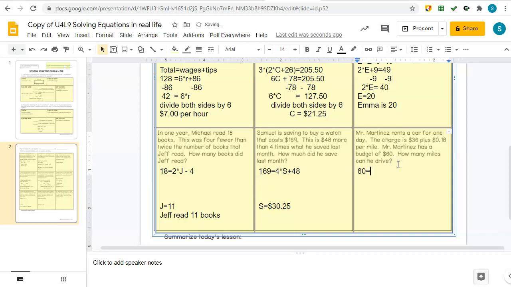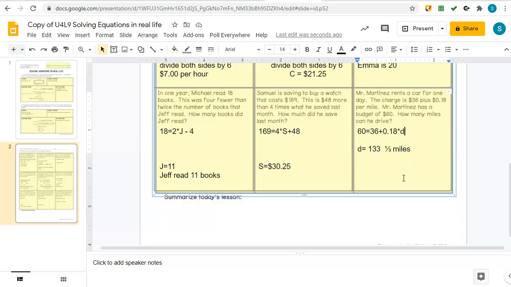So let's just figure out if he went all the way up to 60. It's going to be $36 plus 0.18 times the number of miles. And I'm going to use D for distance. We're going to go ahead and solve that, and we get that the distance D equals 133 1/3 miles. Alright, so he needs to stay under this amount to stay under his budget of 60. Note D here stands for distance.